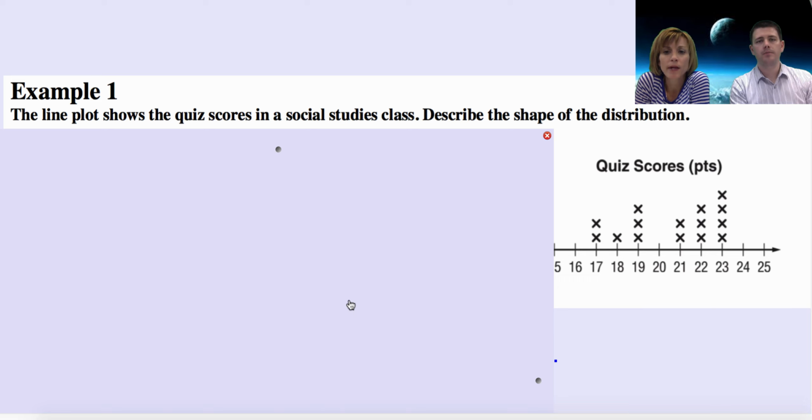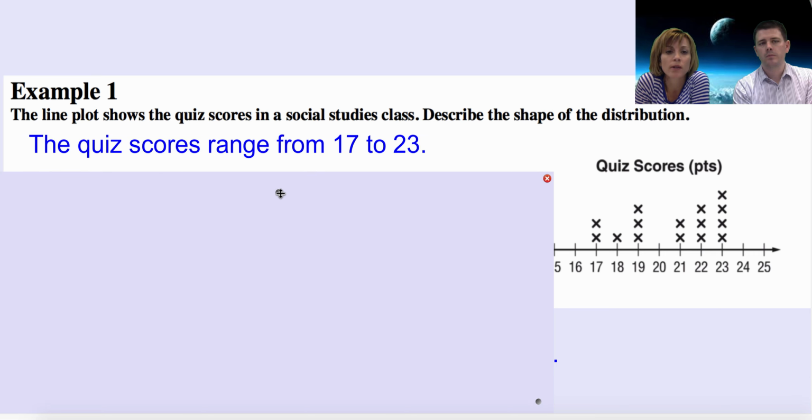All right, example one. We're going to take a look at a line plot that has to do with quiz scores. It looks like the lowest point value awarded on this quiz was 17, and the highest quiz score available was 23. So we're going to put that in a sentence. The quiz scores range from 17 to 23. It's always good to start your description off with a main idea, giving that person a visual of what the graph looks like without actually having the graph in front of them.